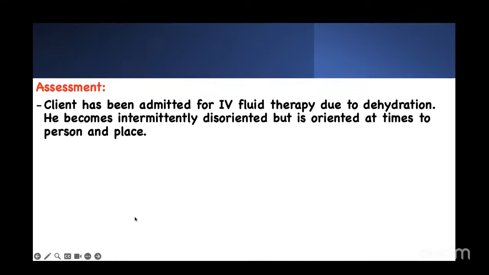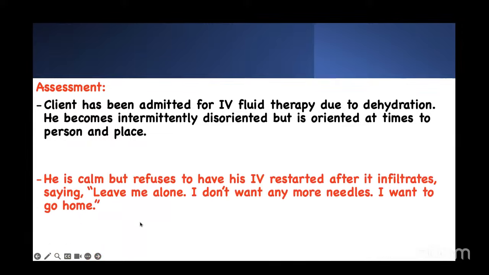And as we progress through the case, this is some of the assessment the nurse was able to find based on what the patient presented with. The client was admitted, like I said, with IV fluid therapy due to dehydration. He became intermittently disoriented. Remember, patient has Alzheimer's disease, now intermittently disoriented, but is oriented at times to person and place. So back and forth, consistent with the disease process of what? Alzheimer's disease. Pay attention to that idea.